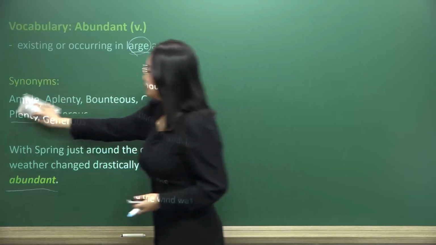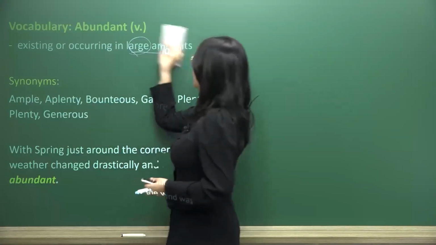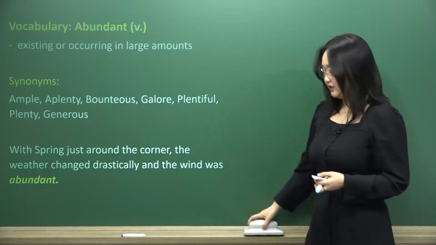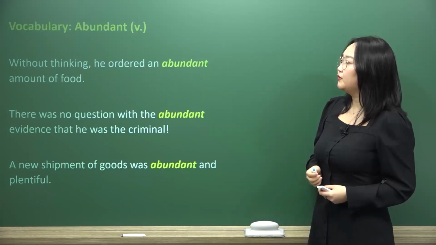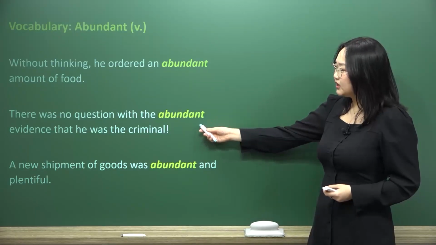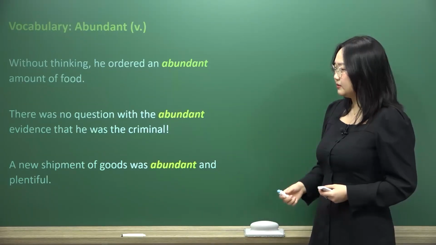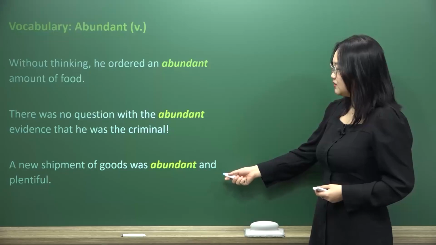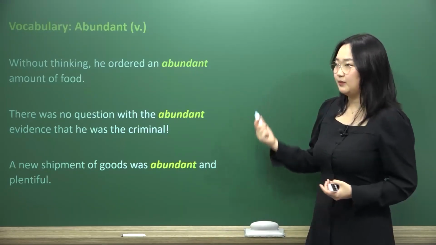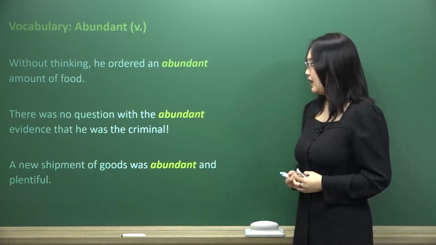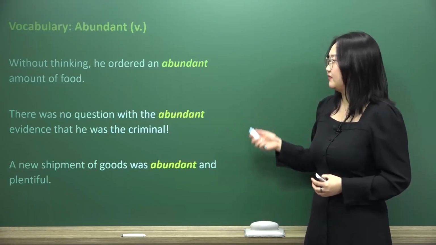And so we want to be looking at some other sample sentences too, because we can't simply leave it at this. Without thinking, he ordered an abundant amount of food. There was no question with the abundant evidence that he was the criminal. A new shipment of goods was abundant and plentiful. So here we have the word abundant used in three different times, and they're all describing something very particular.